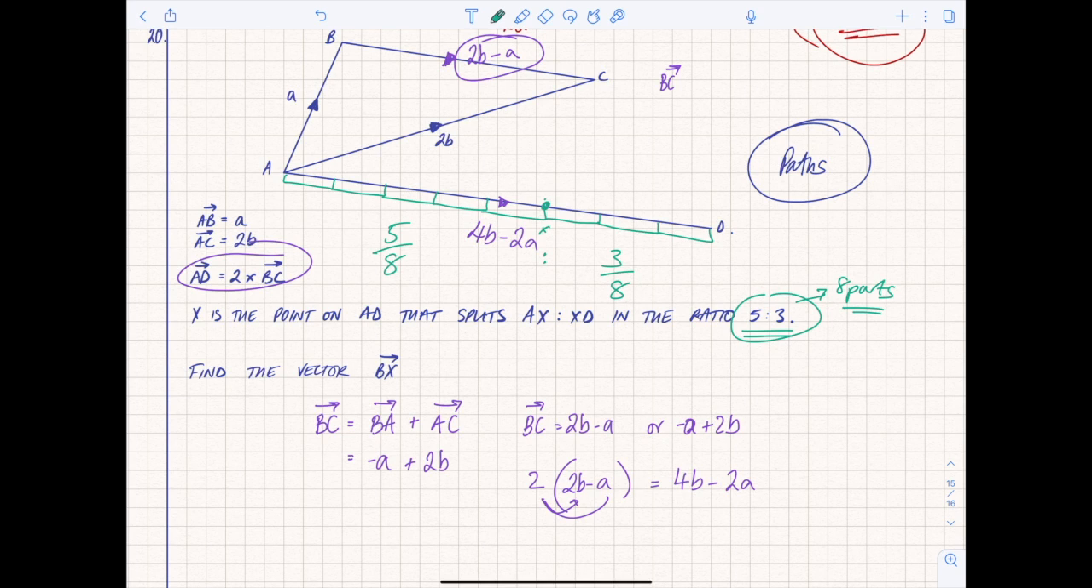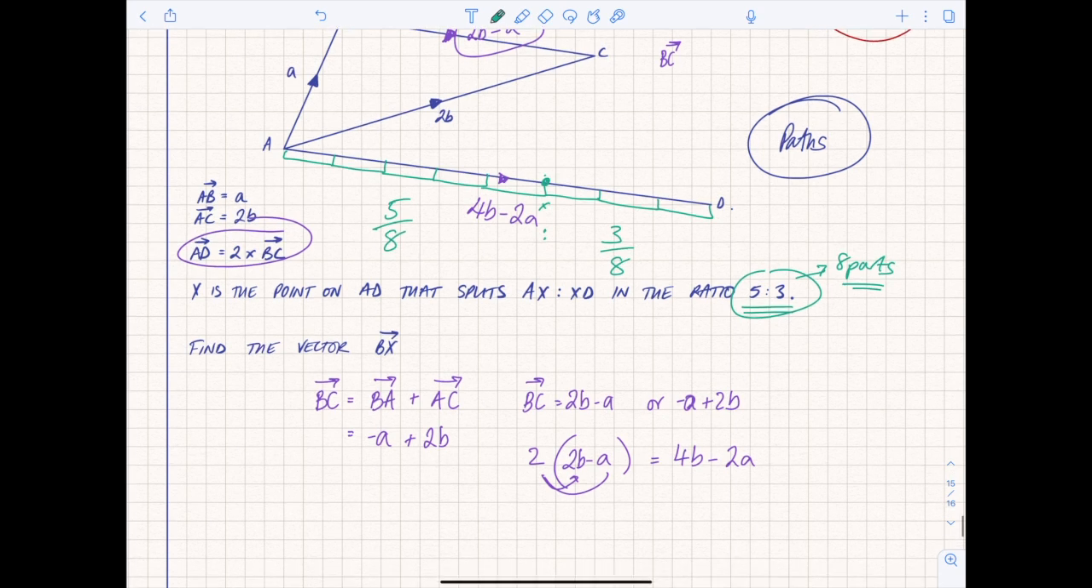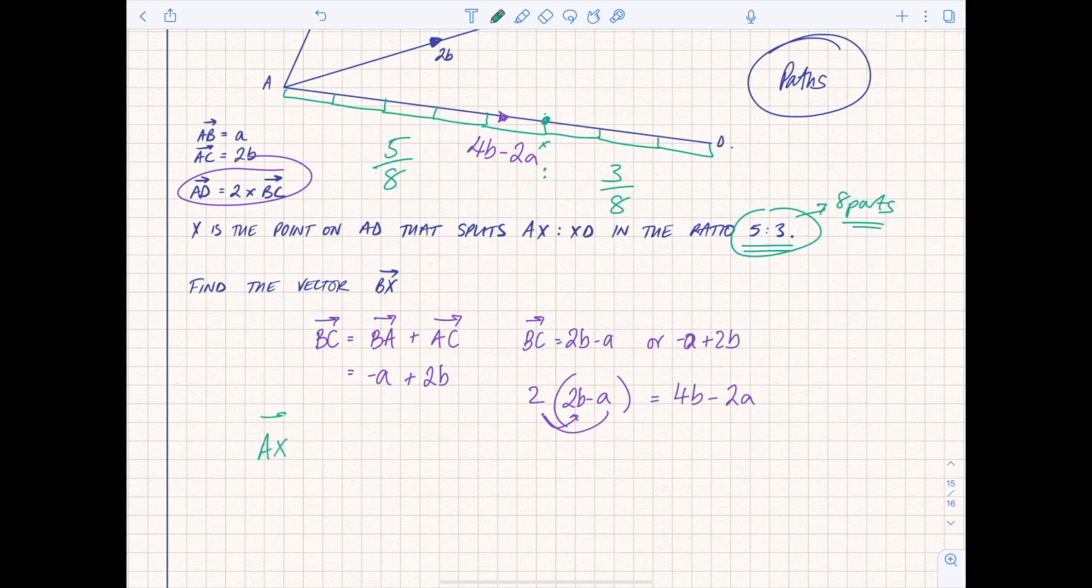Okay, so A to X. For me to go from A to X is going to be 1, 2, 3, 4, 5 parts of that line. So it's 5 out of the 8 parts of the entire line, and the entire line is 4B minus 2A. If I wanted to go X to D, well, X to D is going to be 3/8, because now I'm going from here to here, which is 3 parts, 3/8 of that whole line, which is 4B minus 2A.